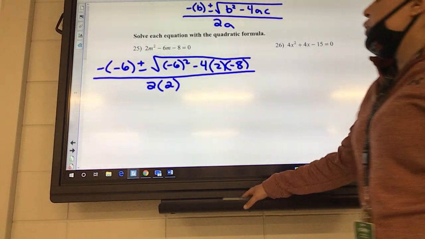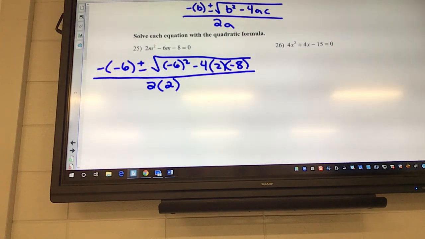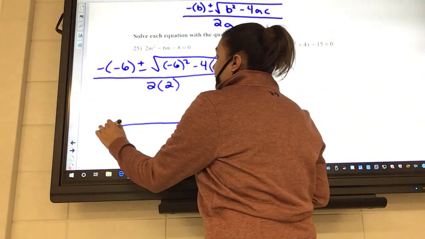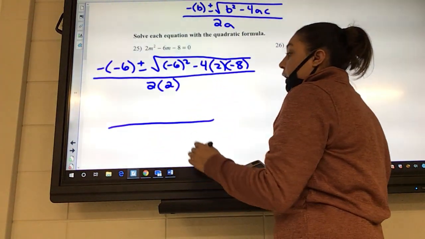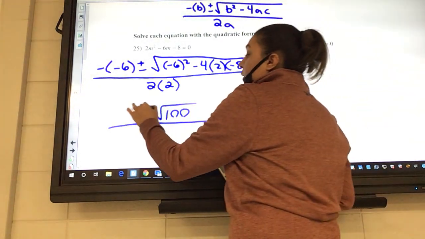Okay, on all these problems, you want to type in what's underneath the square root first, and then see if you can square root that number, because otherwise if it doesn't simplify, you're like, I don't know what to do. So underneath the square root, what are you going to get? You get 100. So you're going to have 100 underneath the square root.